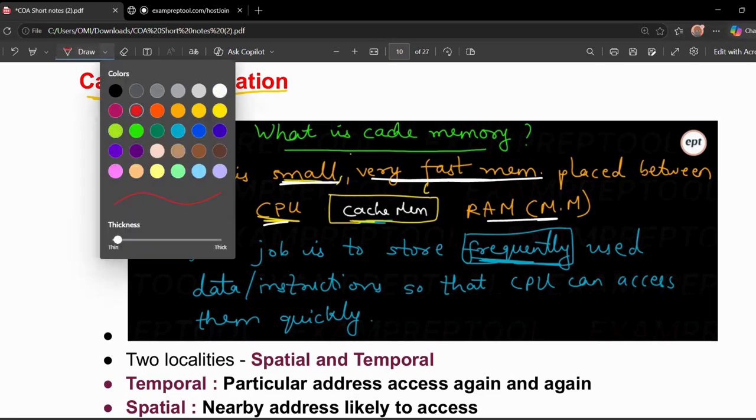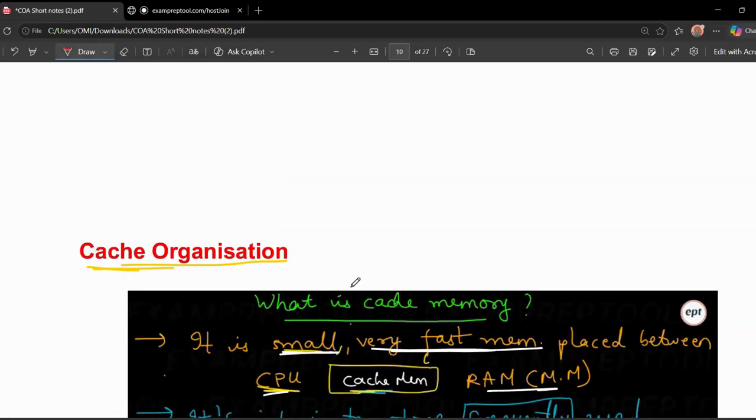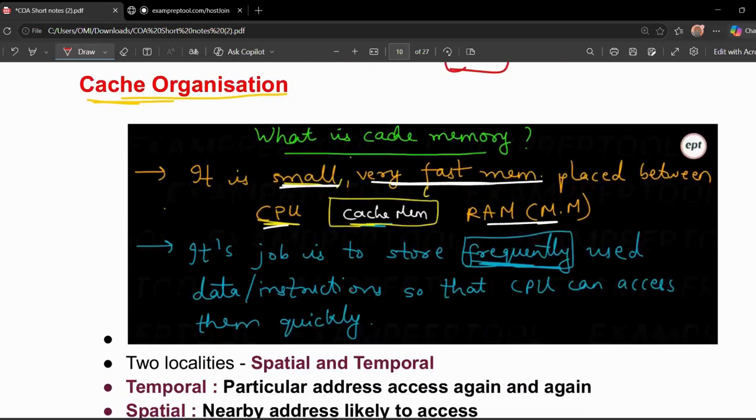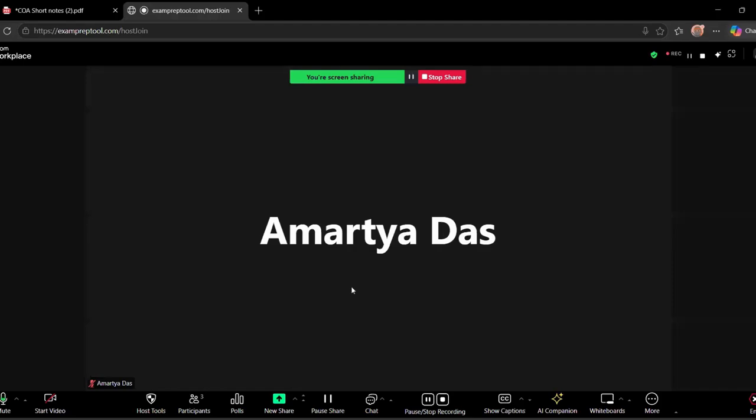What we do here is, between the CPU and the main memory, we place the cache. And why is it useful? Its job is to store frequently used data or instructions, see the word frequently, so that the CPU can access them quickly.